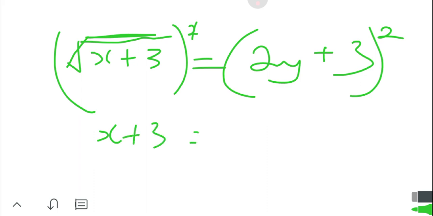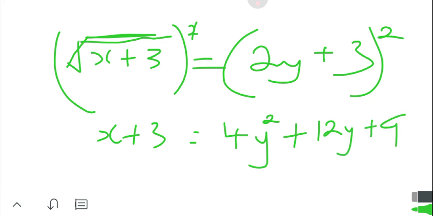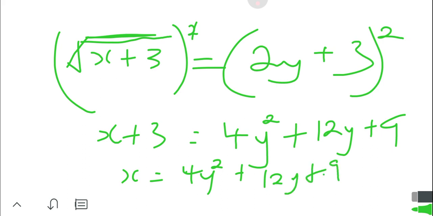So when you solve this, you're going to get 4y squared plus 12y plus 9, right? So you take 3 to the other side, you're going to have 4y squared plus 12y plus 9 minus 3. So plus becomes minus, and you solve to get your final answer.